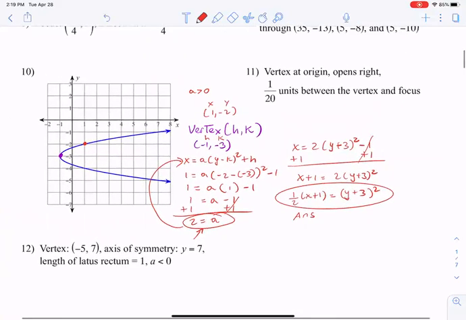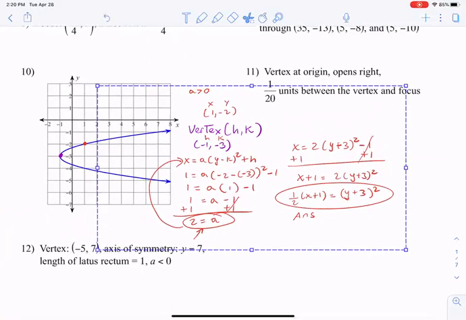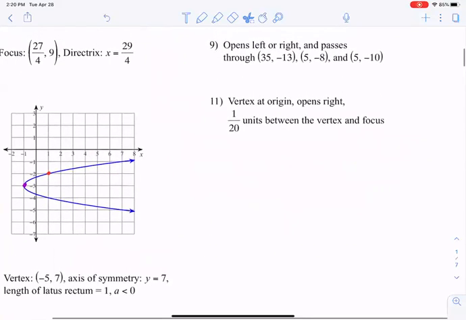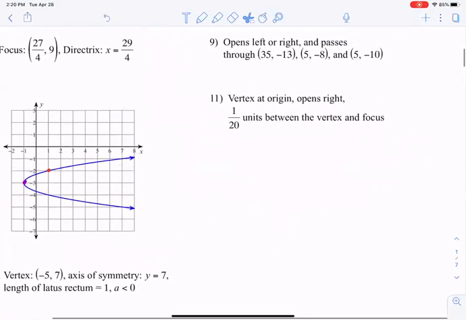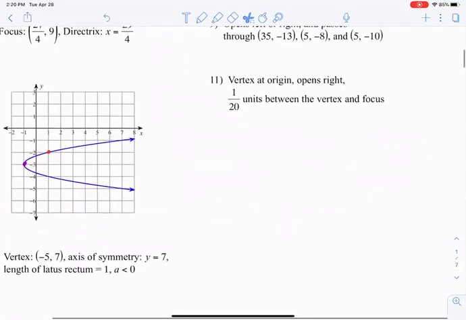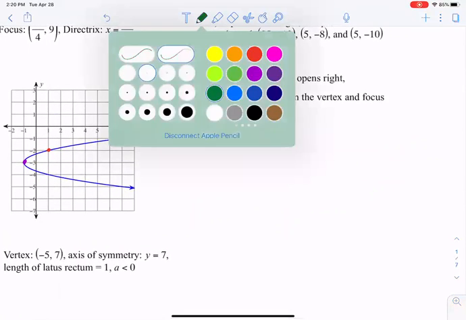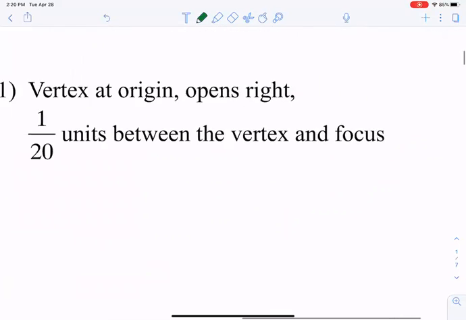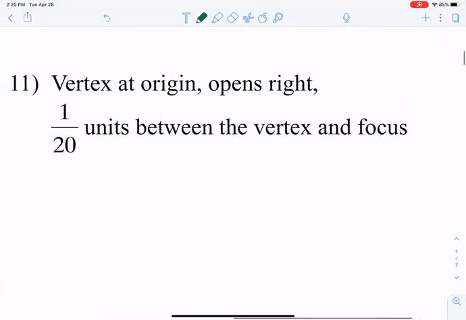Let me erase this. And the next problem, I hope this is easier. Let's see what it is. Here they say the vertex is at the origin, and it opens right. Okay, good news. So this is supposed to be easy, hopefully. So we need this equation.